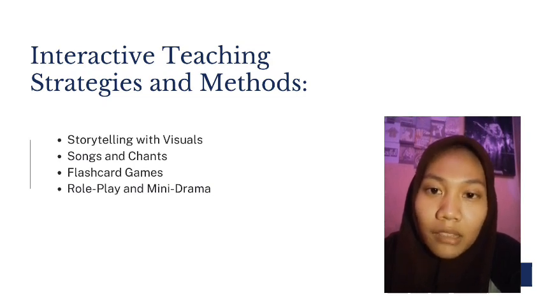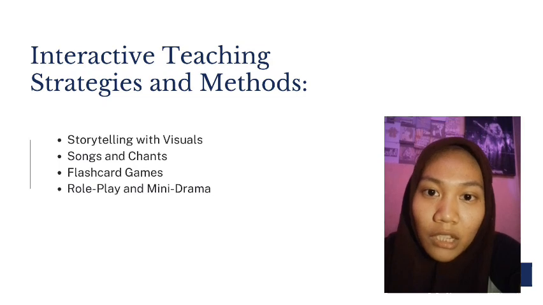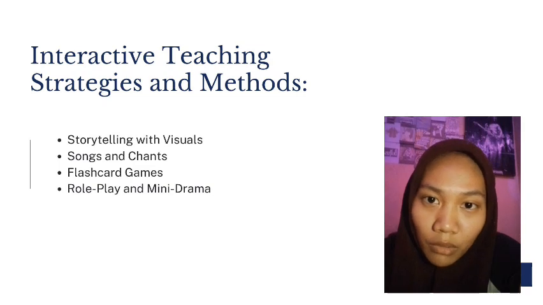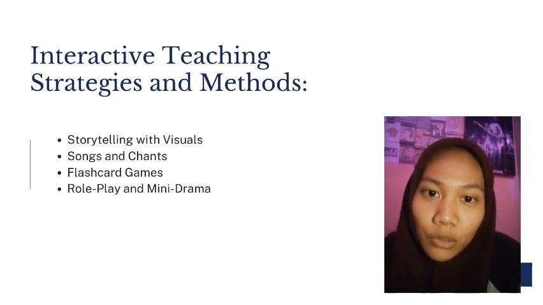So the first method is storytelling with visuals. This can be done by using big picture books, finger puppets, or changing your voice while telling a story. We can ask them to imitate animal sounds or characters' movements to make learning more interactive.